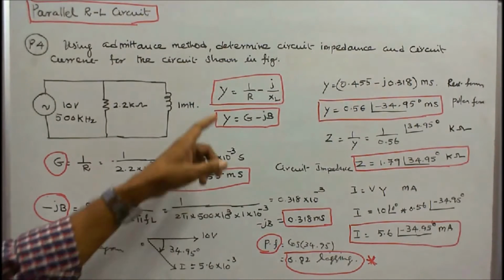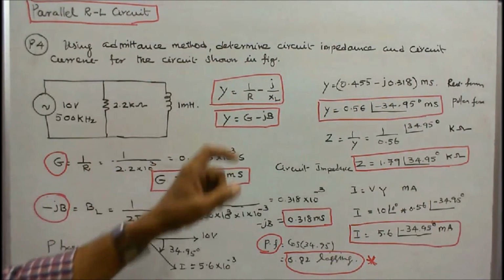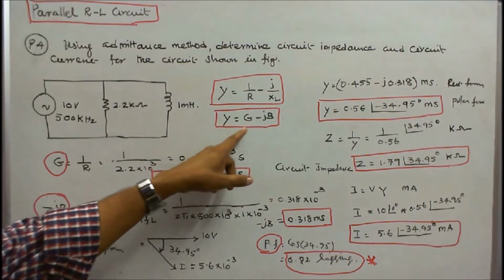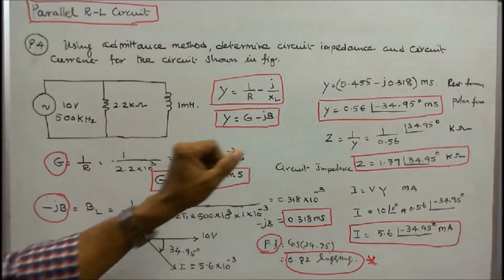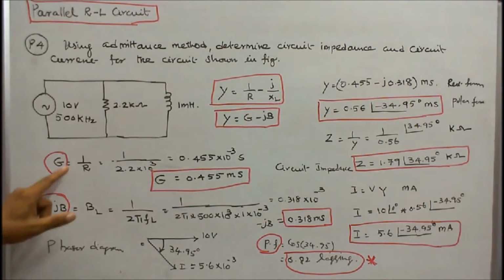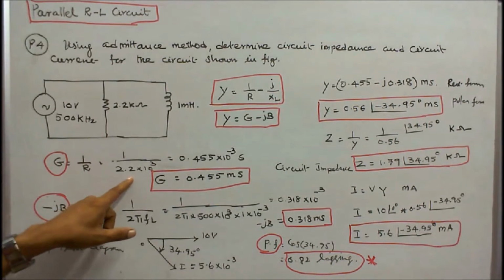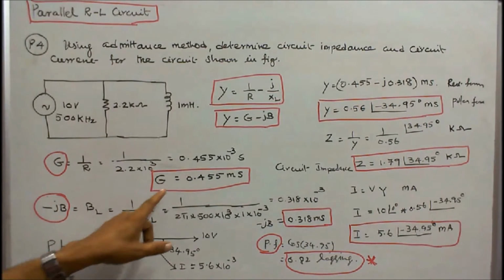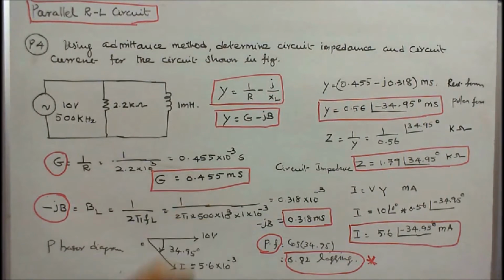We know that admittance Y is equal to 1 by R minus J by XL. Y is equal to G minus JB, where G is a conductance, B is a susceptance. G is equal to 1 by R. R is given, that is equal to 1 by 2.2 into 10 power 3. G, conductance, is equal to 0.455 millisiemens.